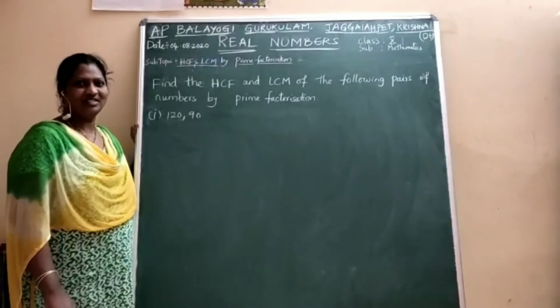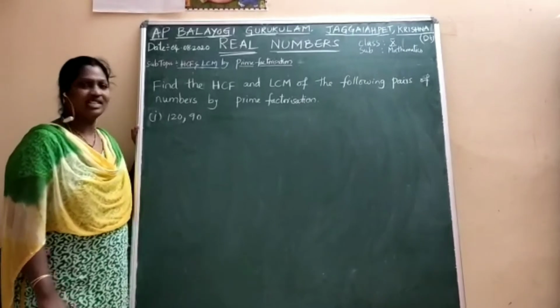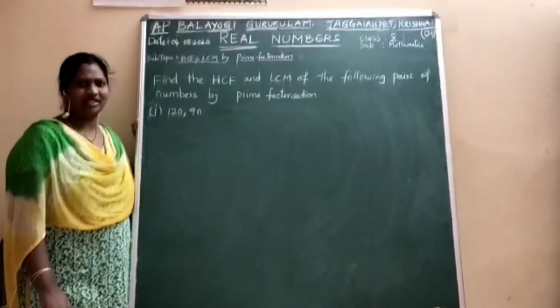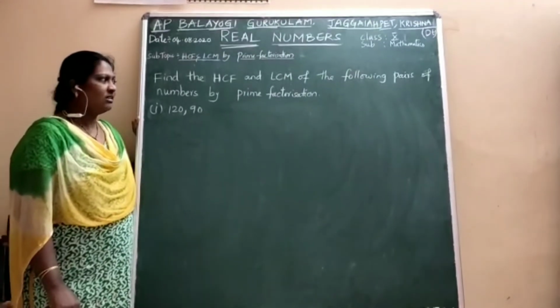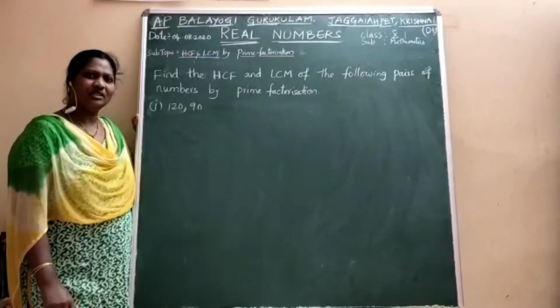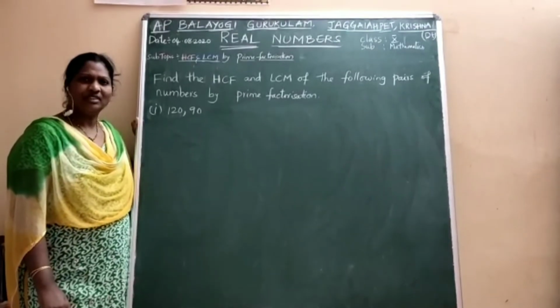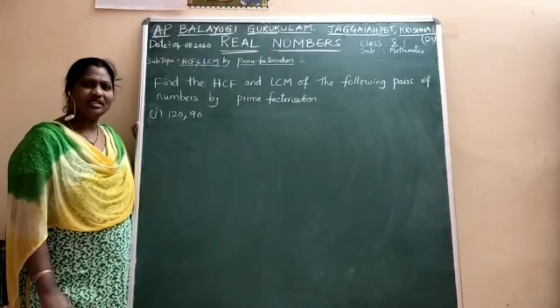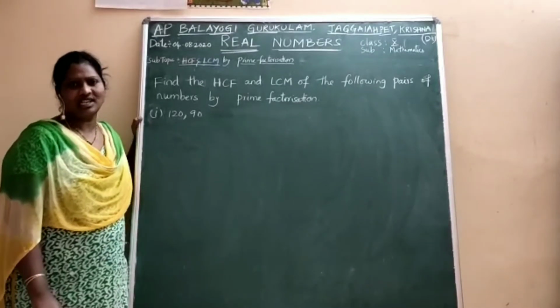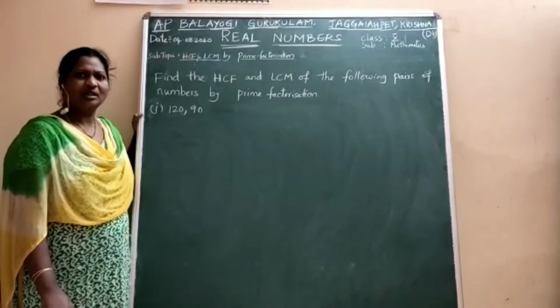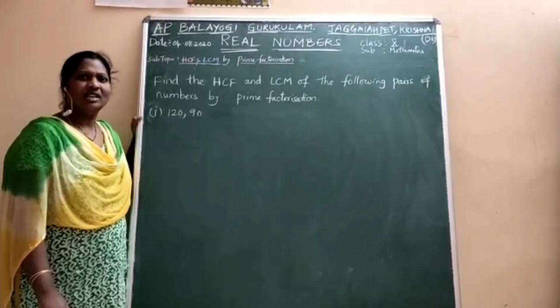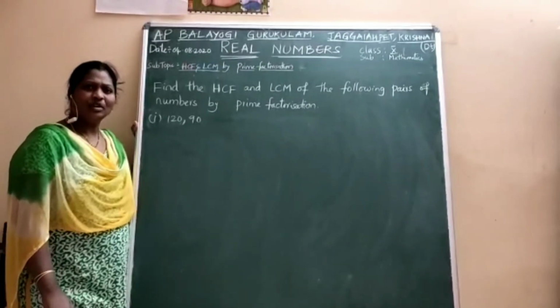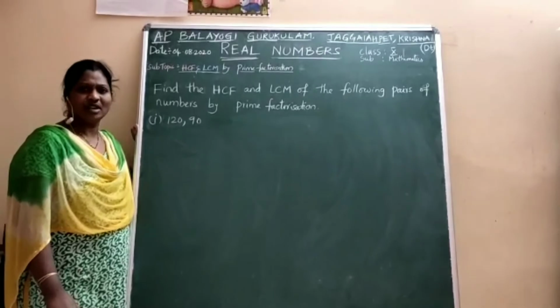Today we are going to learn about HCF and LCM by the prime factorization method. Okay children? What are prime numbers? Do you remember prime numbers, children? The numbers having only 1 and itself as factors are called prime numbers. Do you remember composite numbers? If a number has more than 2 factors, it is a composite number.